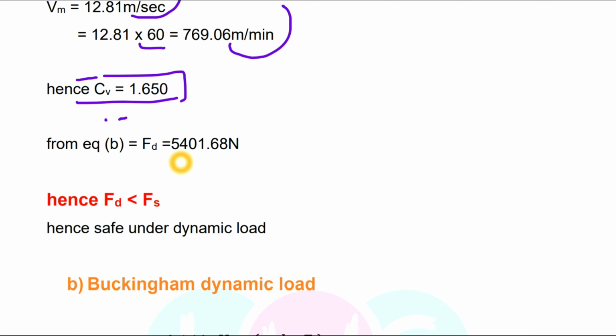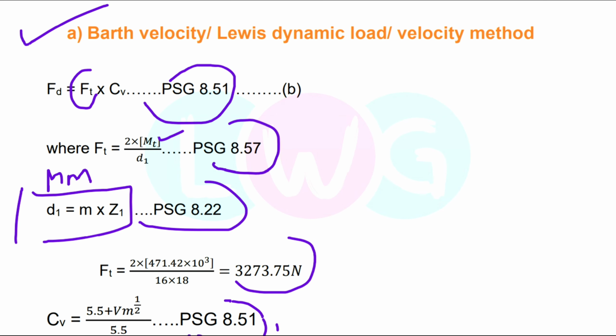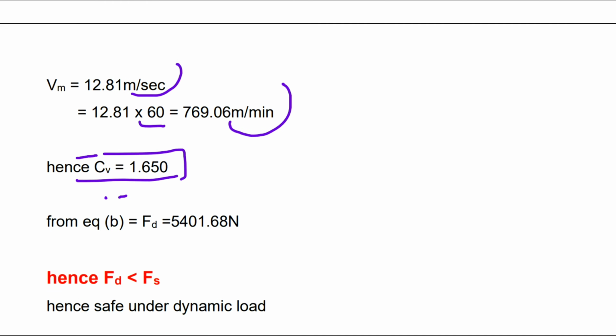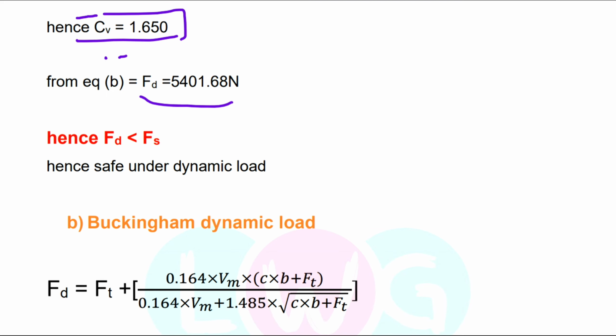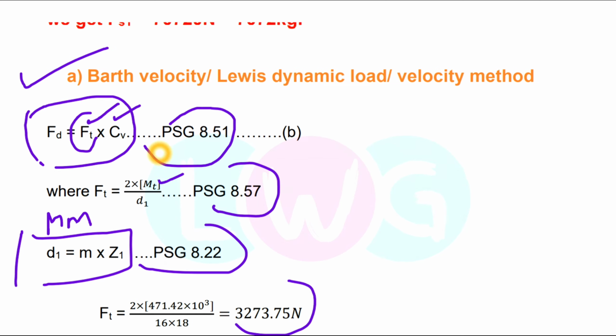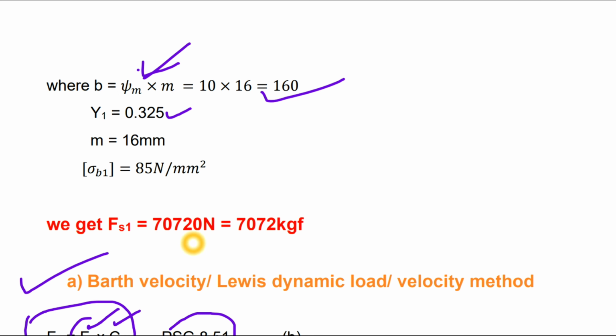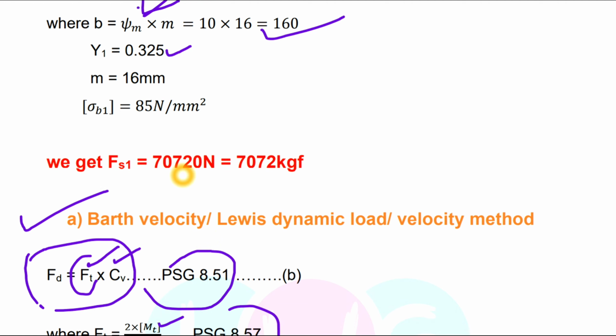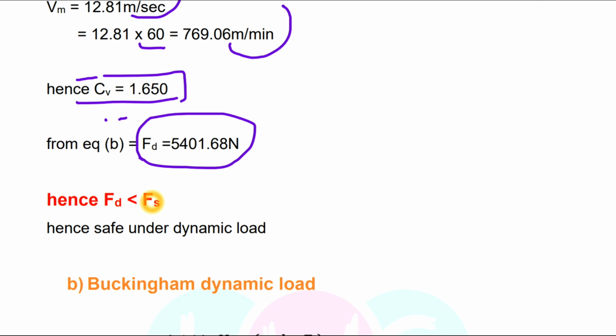As you get the Cv value, now move to the main equation. This is your main equation: FD is equal to FT into Cv. You know the value of FT, you know the value of Cv. Substitute and calculate, you will get FD as 5401.68 Newton. So FD is less than FS. FS is here 70,720 Newton, which is greater. So here FD is less, hence it is safe under dynamic load.